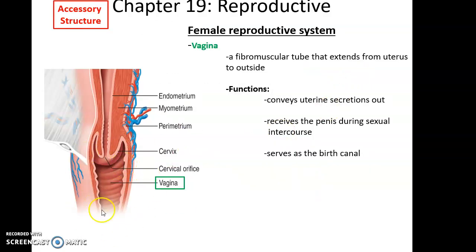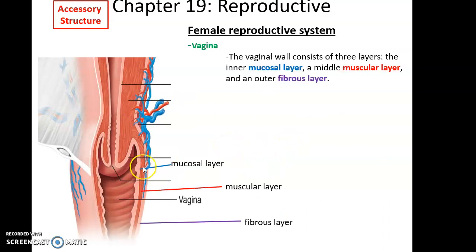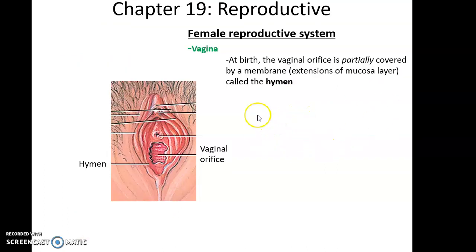All right, the vagina. The vagina is a fibromuscular tube that extends from the uterus to the outside. Its jobs include conveying uterine secretions out of the body, receiving the penis during sexual intercourse, and serving as the birth canal. The vaginal wall, again, has 3 layers: the inner mucosal layer, the middle muscular layer, and the outer fibrous layer.